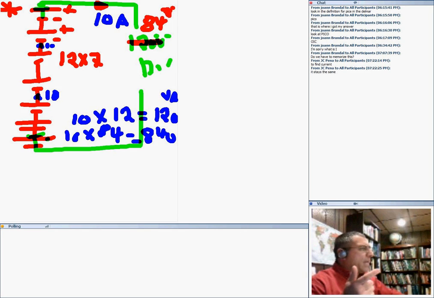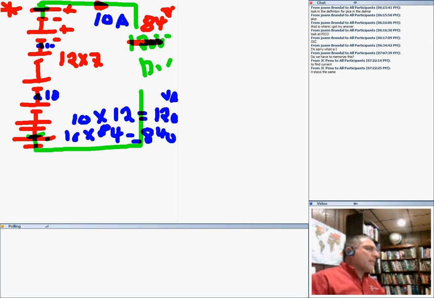How do you get more power when the amps stay the same? Because you pump the voltage up. You pump the voltage up. Now you're getting 840 watts, volt-amps, instead of just getting the 120, which is basically 120 times 7. That's what you're getting. Any questions, guys, about this?